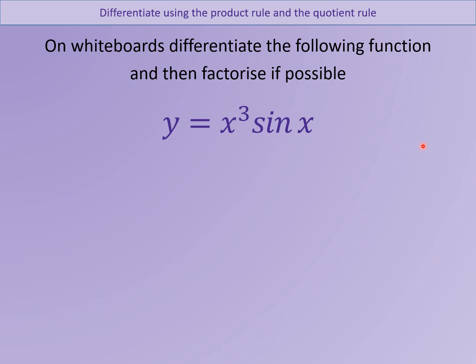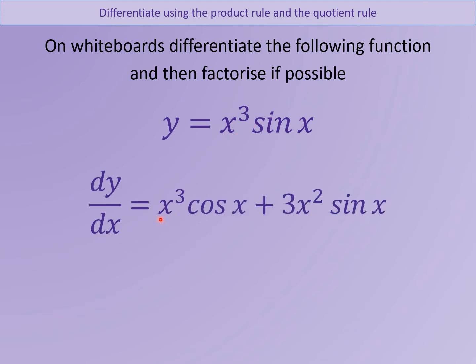Okay, so hopefully you got the answer. Differentiate that first bit, leave the first bit alone, sorry, differentiate the second bit. So the sine differentiates to cos, the x cubed stays the same. Then differentiate the first function, 3x squared, leave the second function alone. So differentiate, leave alone. Okay, so well done if you got that.